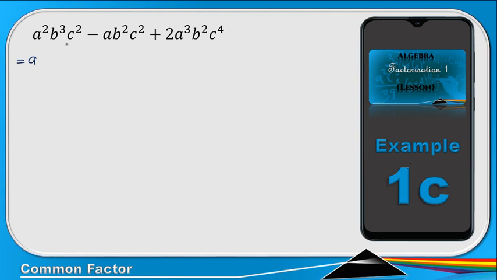And then for b, we see we've got b to the power 3, b squared and b squared. So I can actually take out b squared because all 3 of them can give me b squared. And then finally we have c, so c squared and c to the power 4, so at most I can take out c squared.